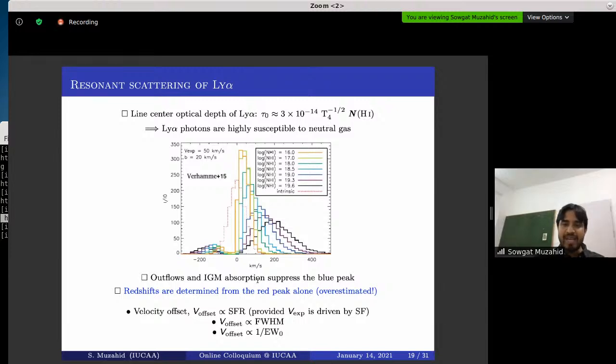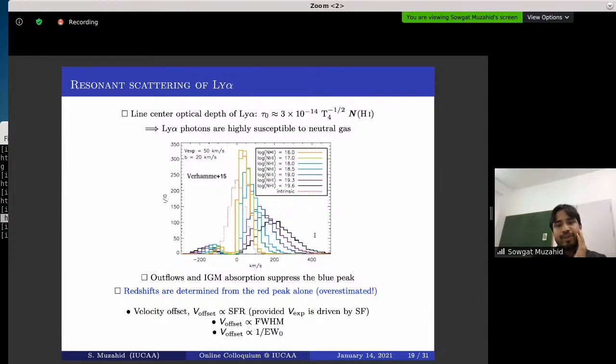So in observation, when you have a limited signal to noise ratio, you will always miss this part, the blue bump or blue peak of the Lyman alpha emission. So when you determine the redshift of Lyman alpha emitters, you will do it only from the red peak, which is already sort of overestimated. So the fact that our lines are not centered around zero is coming from this factor, basically. It's because of the resonance scattering of Lyman alpha photons.